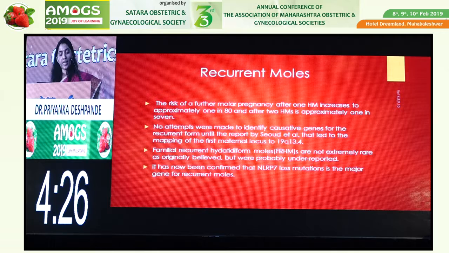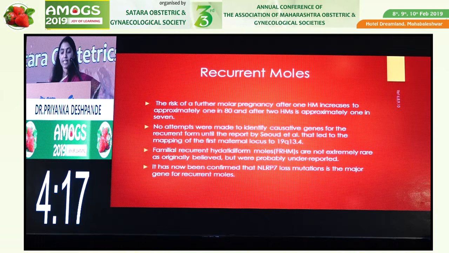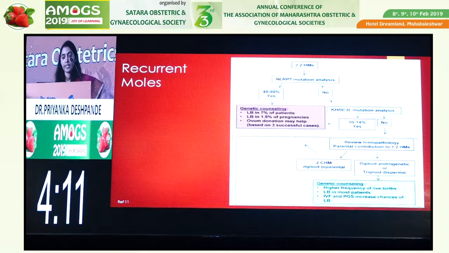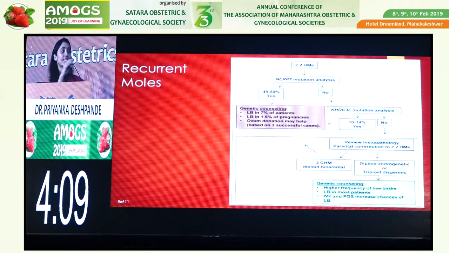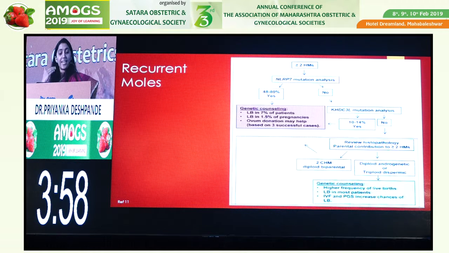So familial recurrent hydatidiform moles is now a well-known entity, FRHMs, and it is not extremely rare as it was initially thought. It has now been confirmed that NLRP loss of function mutations is the major gene seen in the cases of recurrent moles. Now, how is this clinically relevant to us? So, I have got a patient who has come to me with a second or more than 2 molar pregnancies. If I do her NLRP mutation, and yes, she is positive for an NLRP mutation.